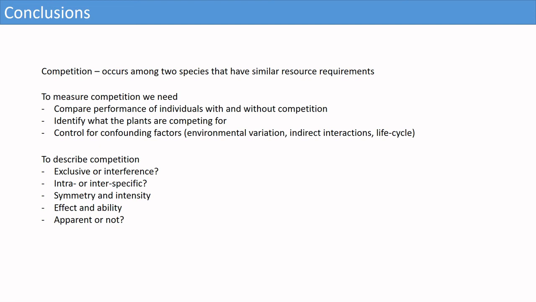So in this case, are we talking about competition or apparent competition? Because it is not the two plants interacting with each other, it is the two plants interacting with the intermediary of the mycorrhizal fungi.